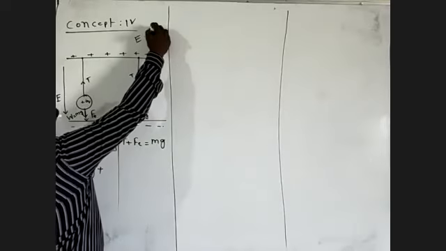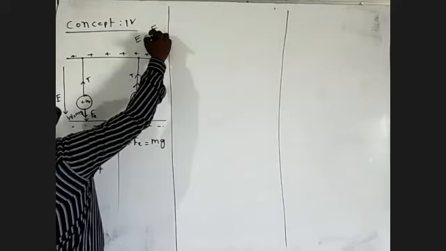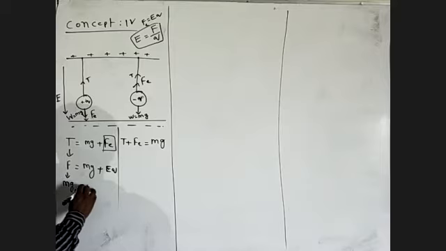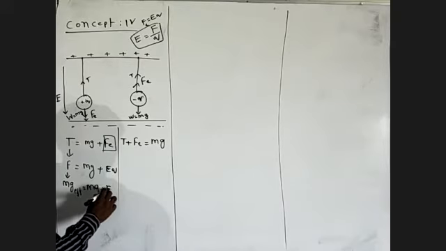Intensity of electric field is equal to force by charge Q. Now you can write F is equal to EQ. This is an electrostatic force. Now F means I'm going to write EQ. Now according to Newton's second law, F is equal to ma, where a means acceleration, here g effective I'm going to write. This is mg plus EQ.